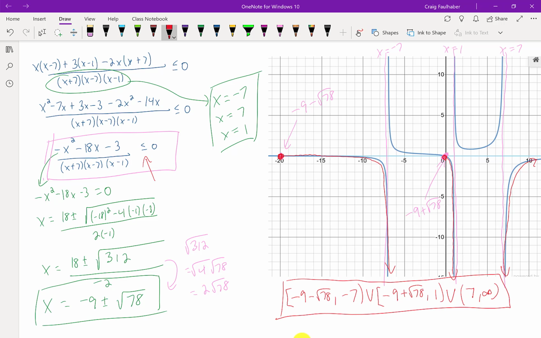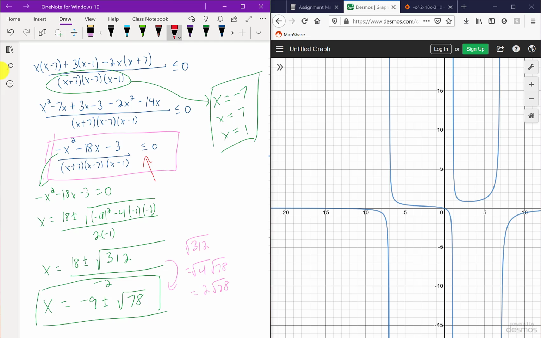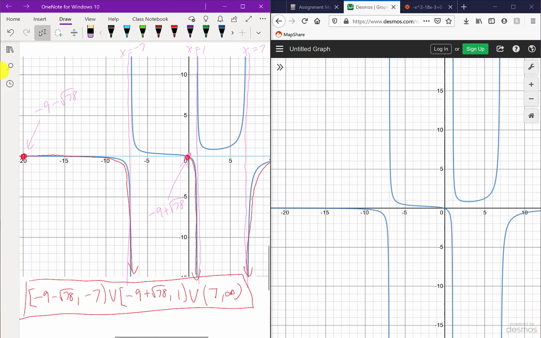I'm going to double check brackets versus parentheses. We have an equal sign in our inequality. Therefore, wherever this graph touches the x-axis, it is going to be part of our solution. So we have a bracket here at this 0, and we have a bracket here at this 0. However, the graphs never touch vertical asymptotes, so we're going to have parentheses at -7, parentheses at 1, parentheses at 7. And okay, I am going to bring up my math lab, and I'm going to type this solution in.